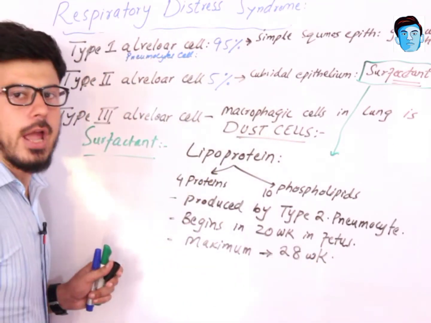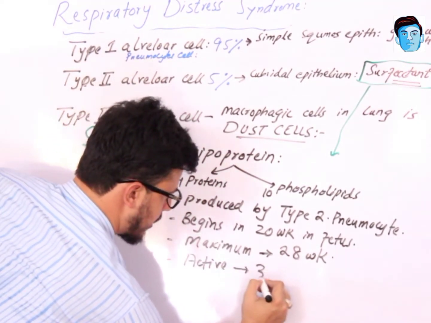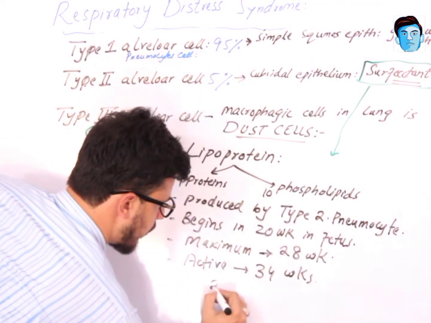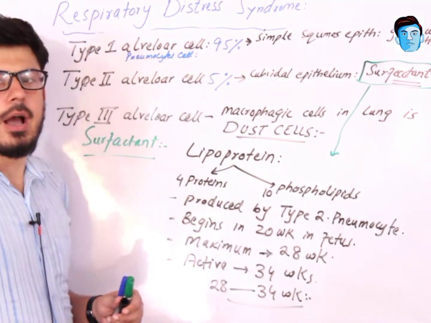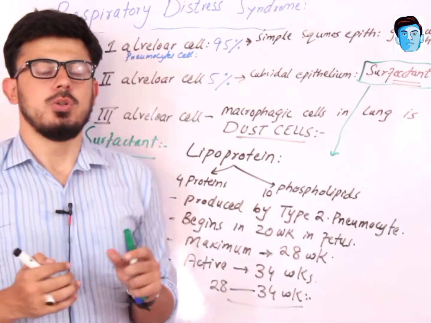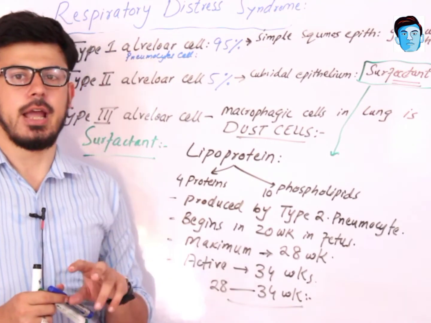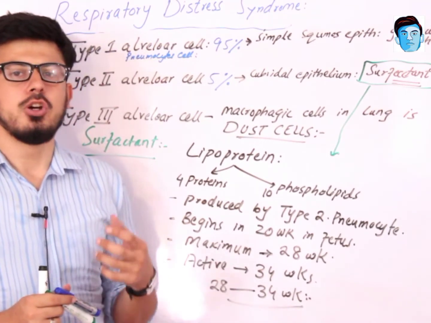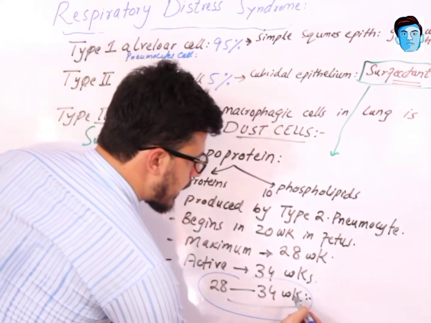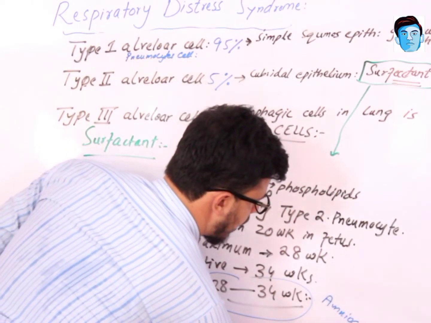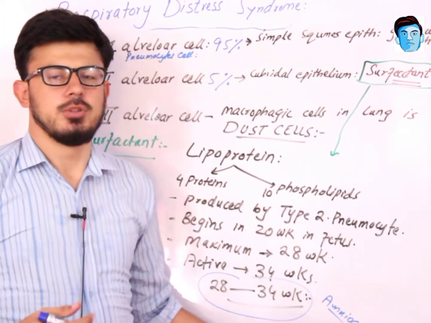The surfactant is more active in 34 weeks, and it is the duration of 28 to 34 weeks where the surfactant is present within the amniotic fluid, and that is the period of time when you are about to assess the surfactant in amniotic fluid. So you can assess the surfactant in amniotic fluid by doing the amniocentesis. Amniocentesis is done between 28 to 34 weeks, where we could assess the level of surfactant within the amniotic fluid.